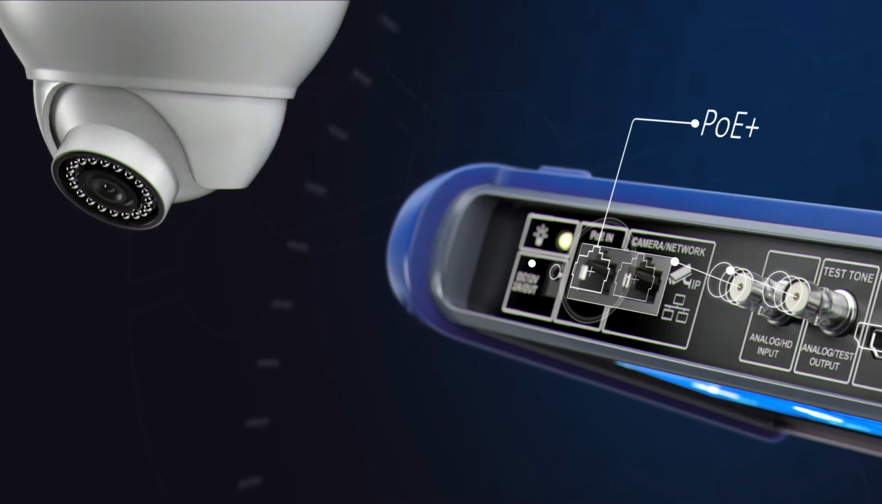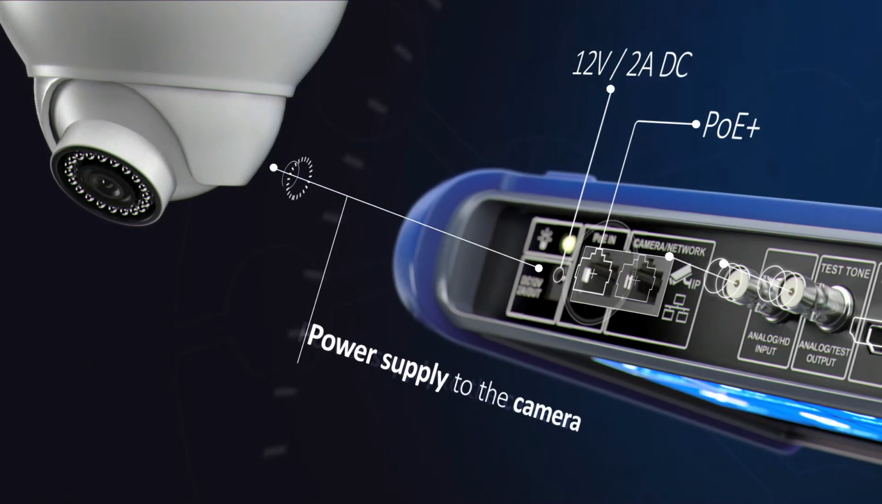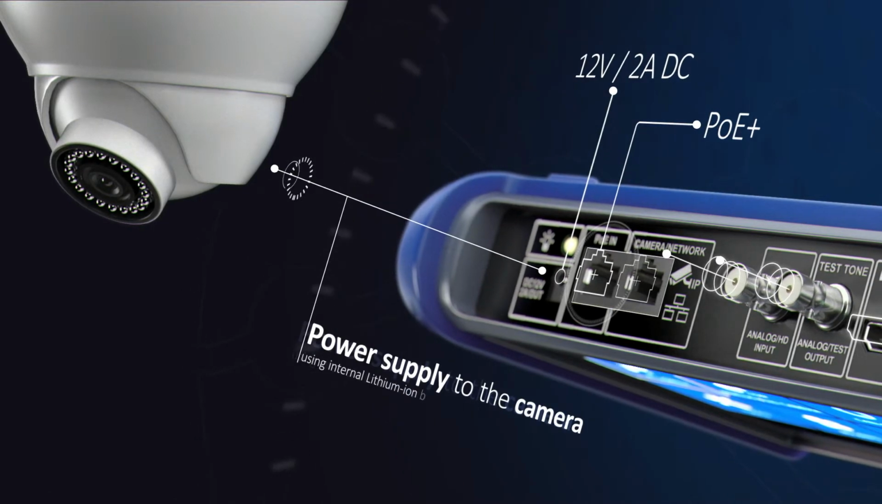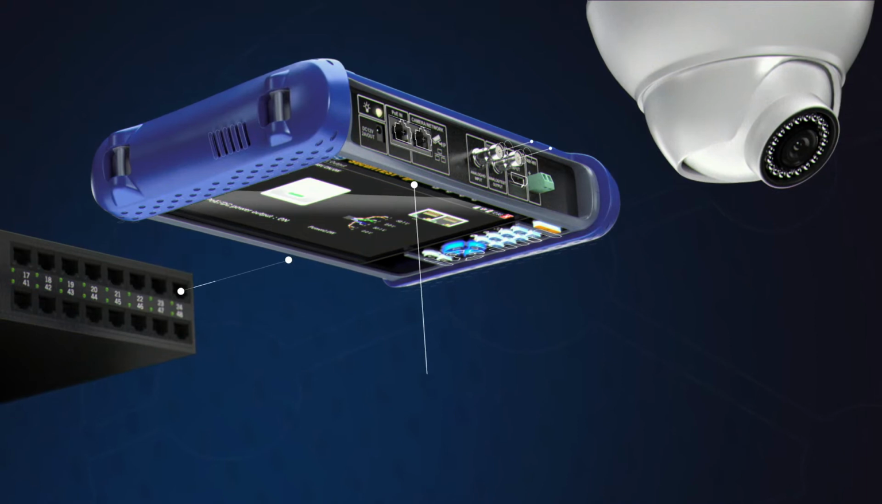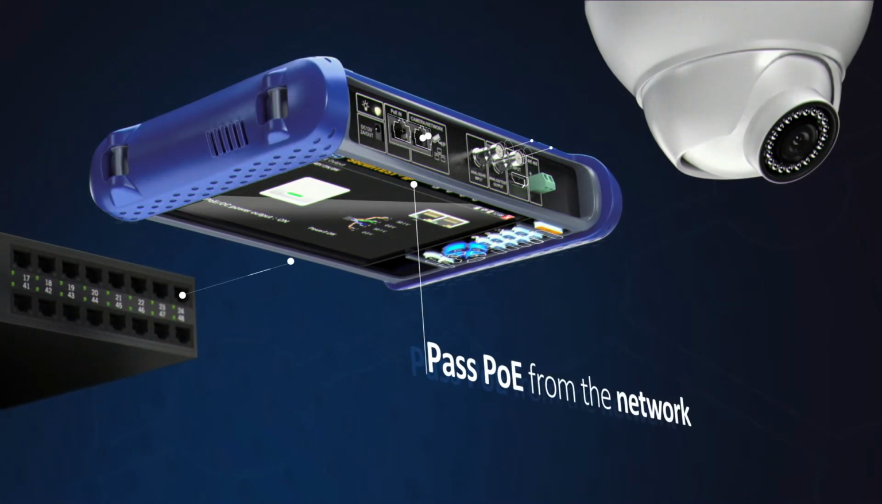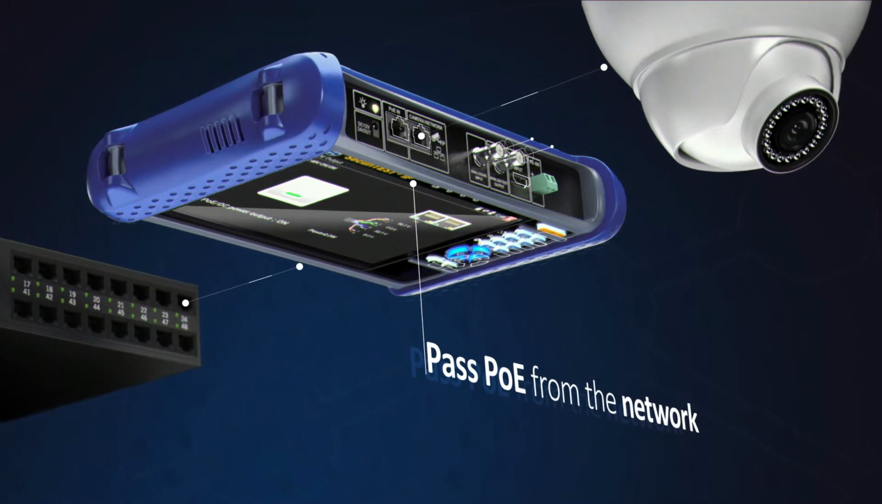Charge once and work all day. SecuriTEST IP supplies power over Ethernet or standard 12-volt DC power to cameras using its internal lithium-ion battery. Additionally, power over Ethernet can be passed from the network through the tester to a connected camera, reducing battery consumption.